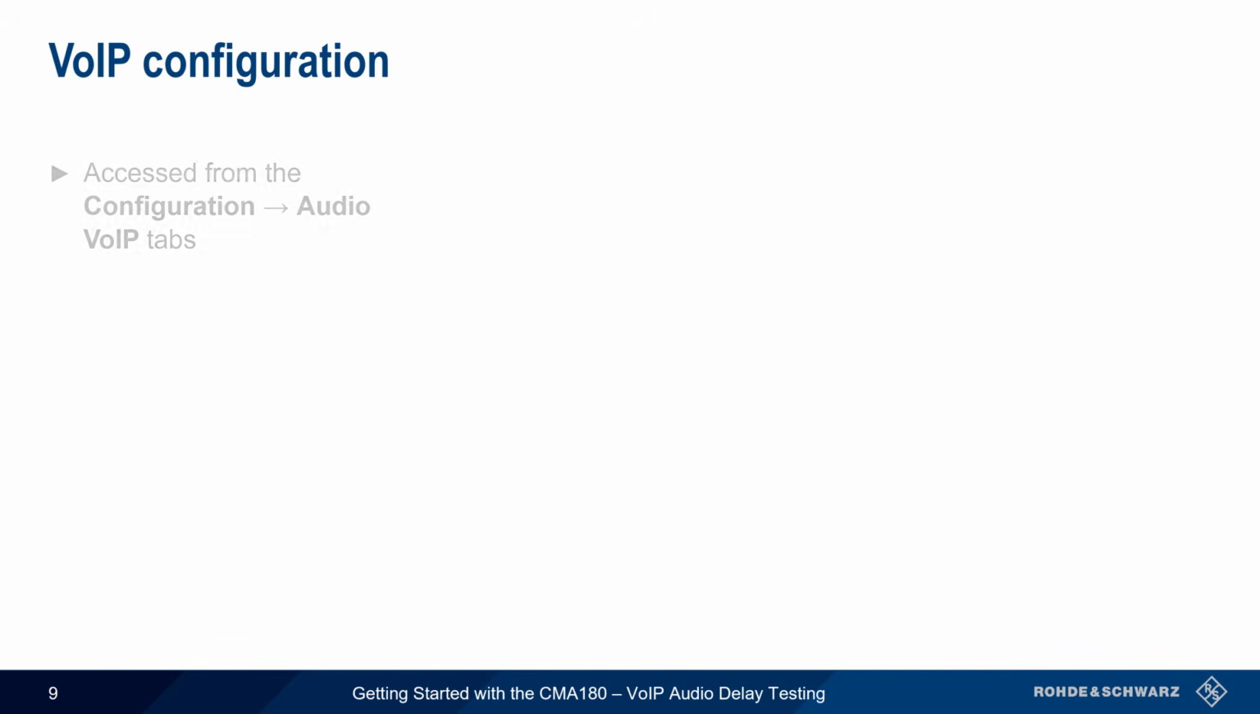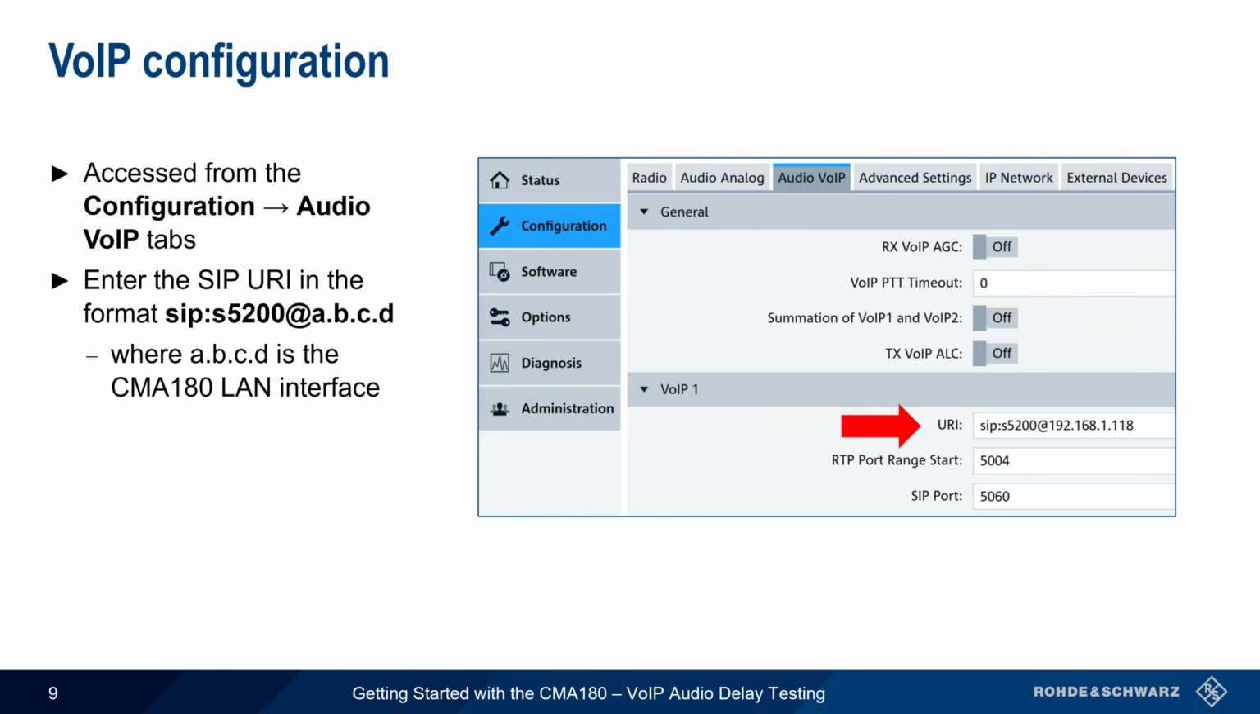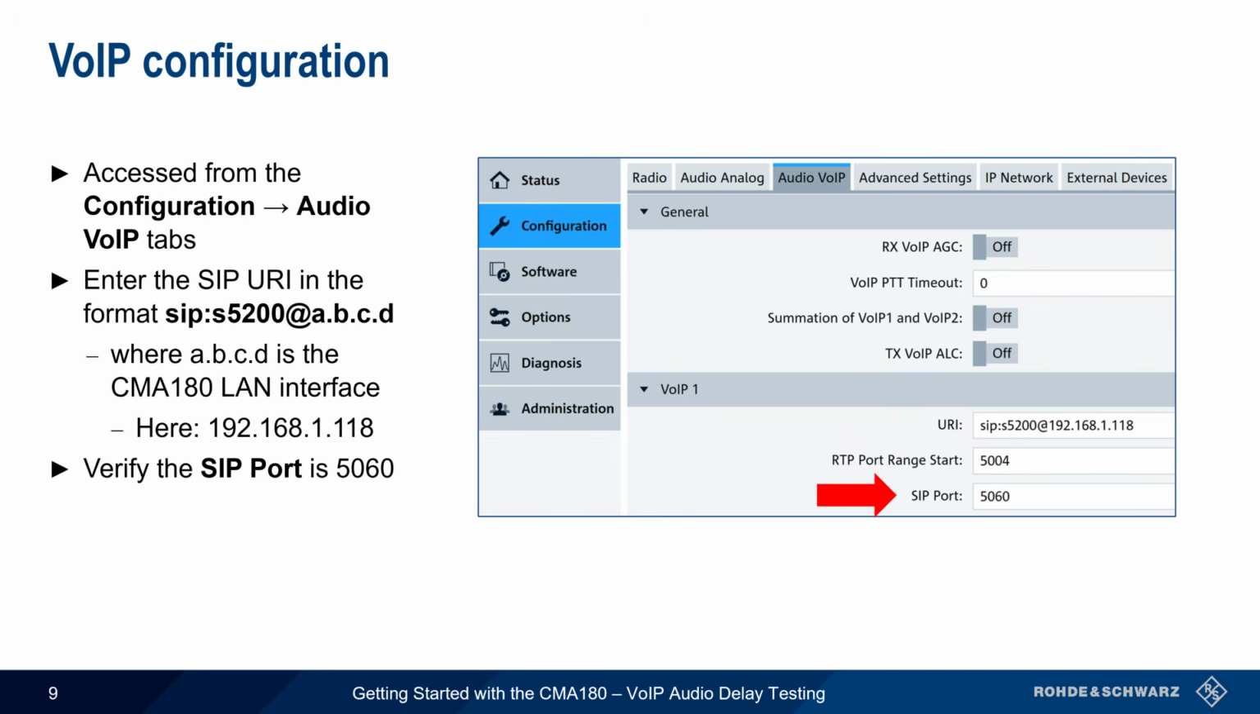The last set of parameters are found under the Configuration Audio VoIP tabs. Here we need to enter the SIP URI in the format sip:s5200@ followed by the CMA LAN IP address. We'll use 192.168.1.18 in our example setup. We should also verify that the SIP port is set to the default value of 5060.